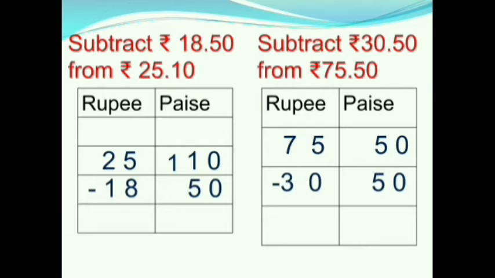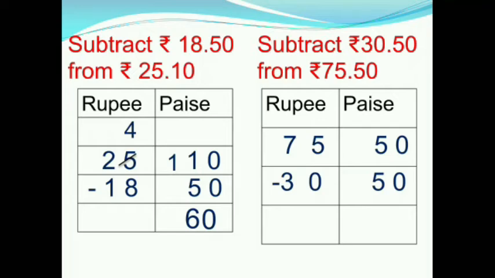After borrowing 1 rupee from 25 rupees, we have 24 rupees remaining. Now we should subtract 50 paise from 110 paise. 110 minus 50 is equals to 60.